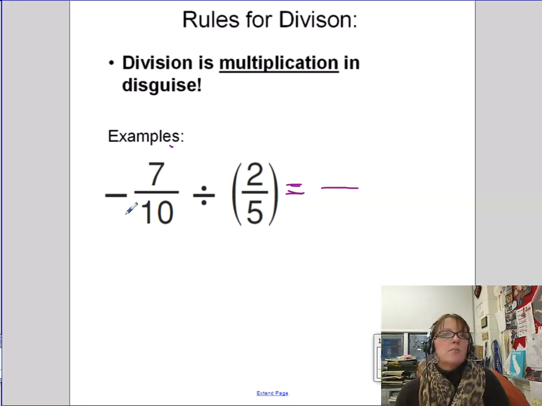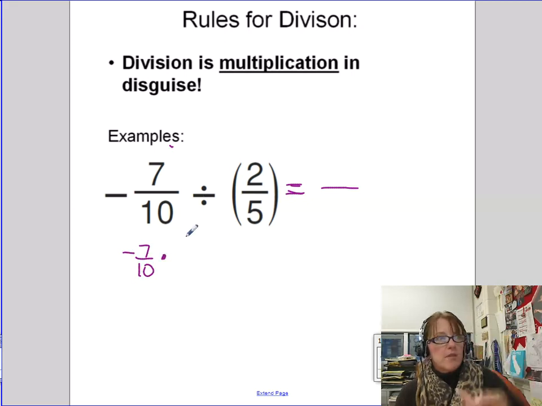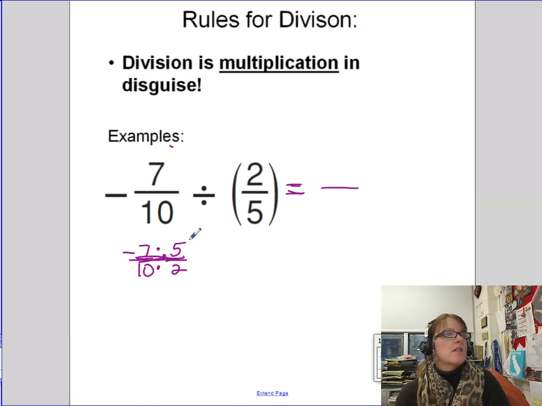Rewrite this as a multiplication problem. Negative 7/10 stays the same. Change it to multiplying by the reciprocal, 5/2. Sweet. All right. I'm going to make my giant fraction. I'm going to see if there's anything whatsoever that I can simplify.